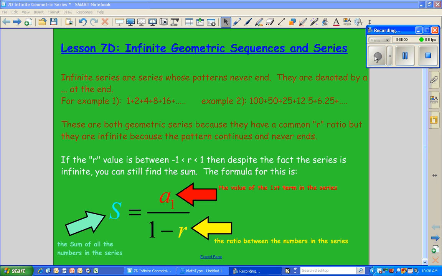The second example, 100, 50, 25, 12.5, 6.25, they all have a common ratio of a half, and then you've got the dot dot dot at the end.